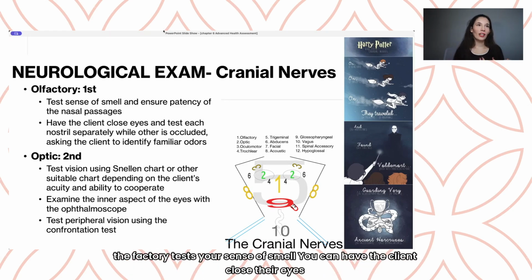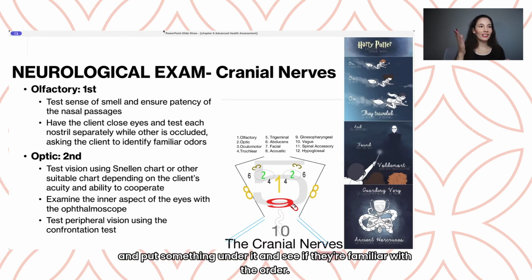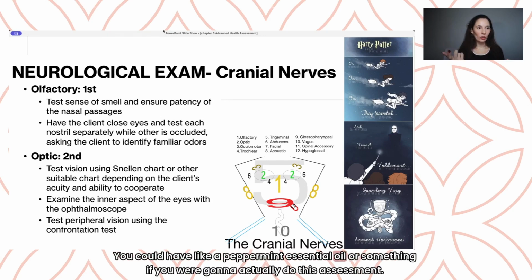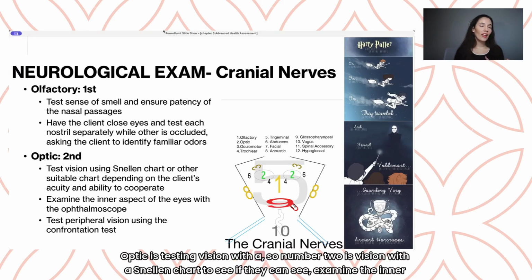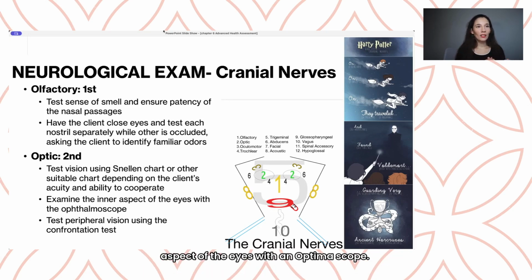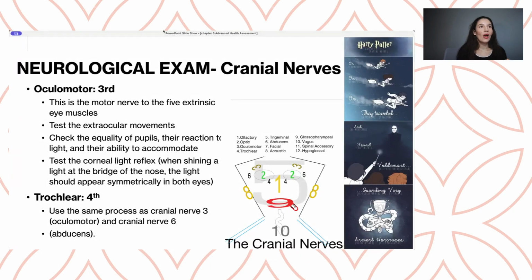All right, so olfactory tests your sense of smell. You can have the client close their eyes and put something under the nose and see if they're familiar with the odor. You could use a peppermint essential oil or something if you were going to actually do this assessment. Optic, number 2, is testing vision with a Snellen chart to see if they can see. Examine the inner aspect of the eyes with an ophthalmoscope, and test peripheral vision using the confrontation test. We're going to talk more about these.